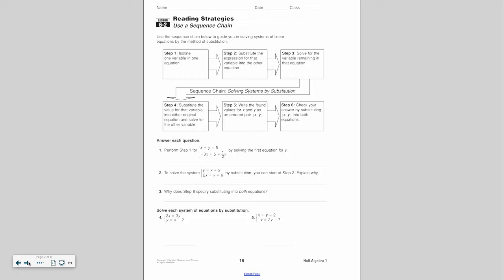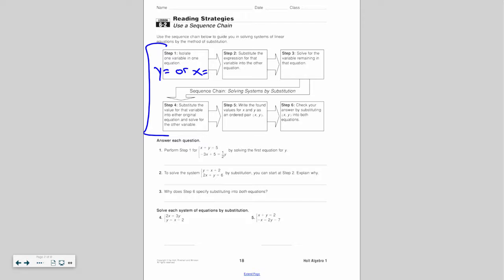So in our first page of notes here, this explains the steps. All right, so step one is to isolate a variable in one equation. What you want is y equals or x equals. Okay, so that's the first step that you always want to take.